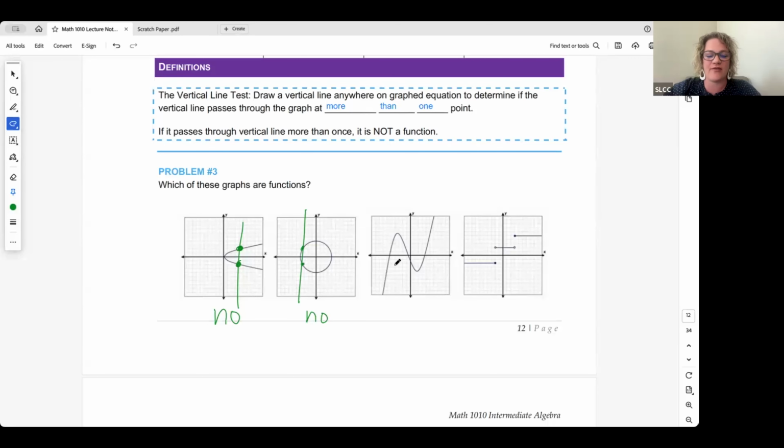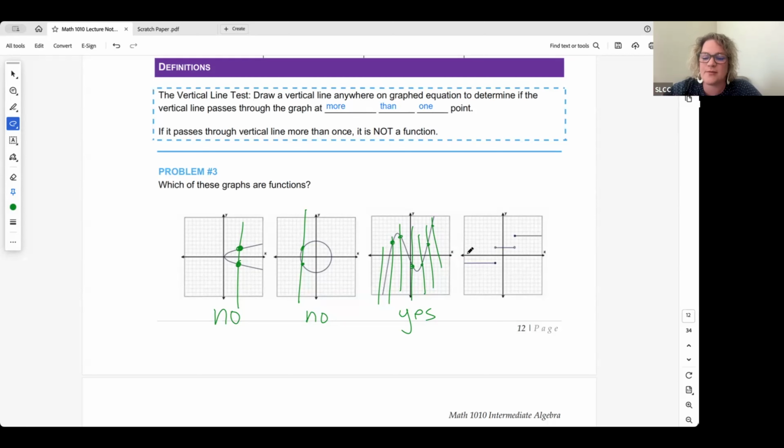What about the third graph? Continue to draw vertical lines, chopping up the function. Are there any places where there will be more than one output value for each specific input? No. That means this is a function. For every input, which represents those vertical lines, that's the input, there's only one output.